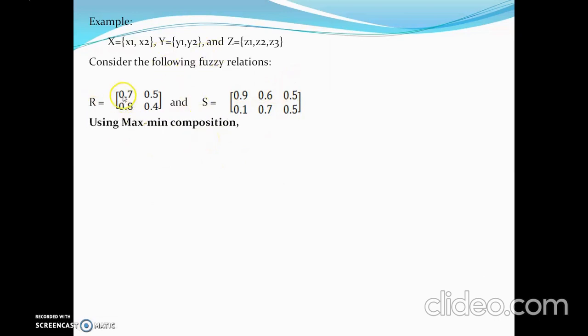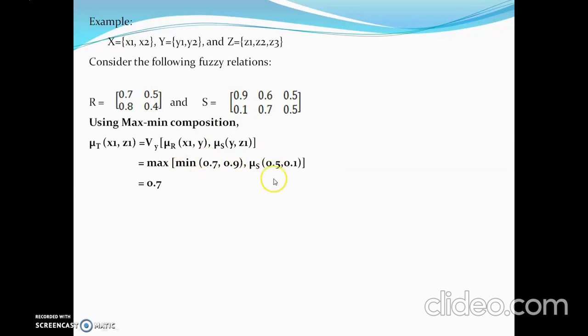First we take this portion, x1. I am going to compare it with this set, this one with this one. I have to choose the minimum value from these two. 0.7, 0.9, the value will be 0.7. 0.5, 0.1, the value will be 0.1. So the maximum value from 0.7 and 0.1 will be 0.7.